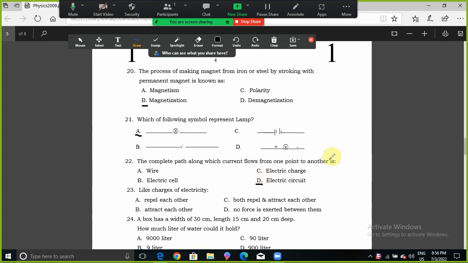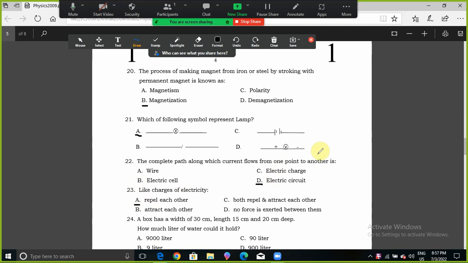Now in question number 23, like charges of electricity repel each other, or attract each other, or both repel and attract each other, or no forces exerted between them. First of all, C and D are not correct. We have A and B, which are repel each other or attract each other. As we said before, like charges of electricity repel each other, and unlike charges of electricity attract each other. This depends on the law of magnetism. So that means the correct answer for question number 23 is A.